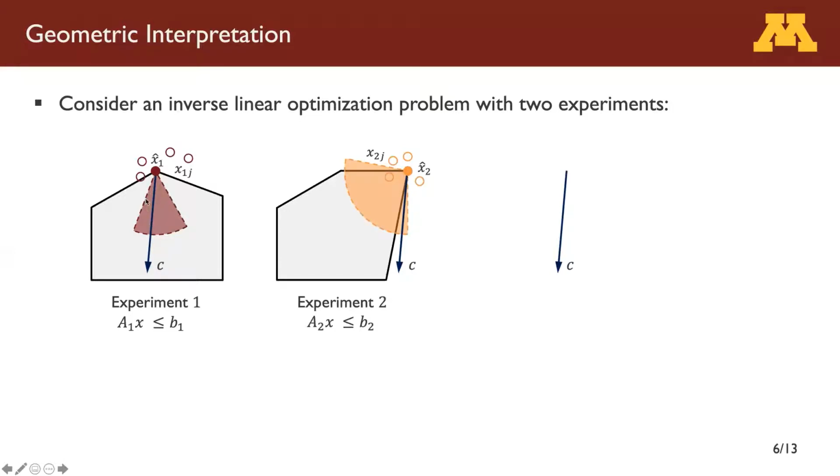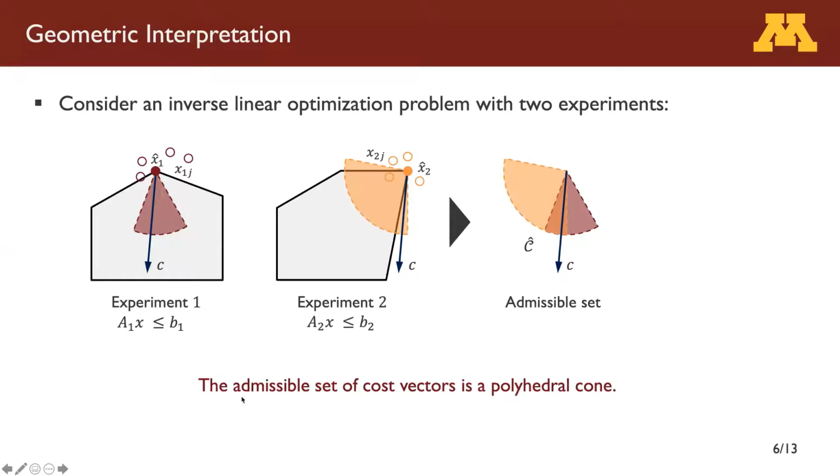And after getting the respective denoised estimates of the data, which are shown in these solid circles, we can tell from our LP101 class that the real C must lie in these normal cones at the vertices. Since we have two experiments, the admissible set shall be the intersection of these two cones, as shown here. And as one can see, the intersection of these two cones is also a cone, and therefore we can say that the admissible set will be a polyhedral cone.